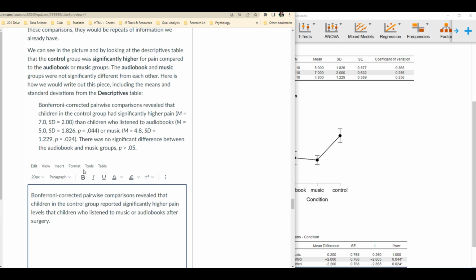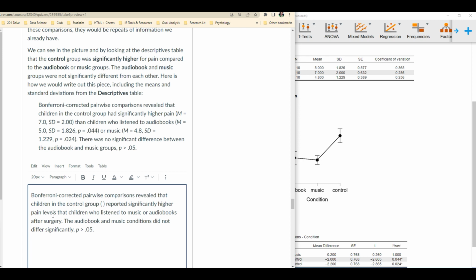And then I also know at the end that the audiobook and music conditions did not differ significantly. And I'm just going to put in my P above 0.05, period. So here I need to go in and I need to report my control group. And put that so I know that's going to go there.